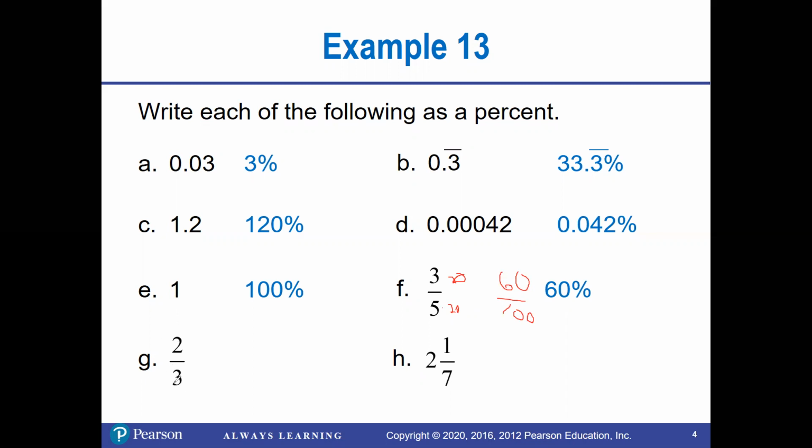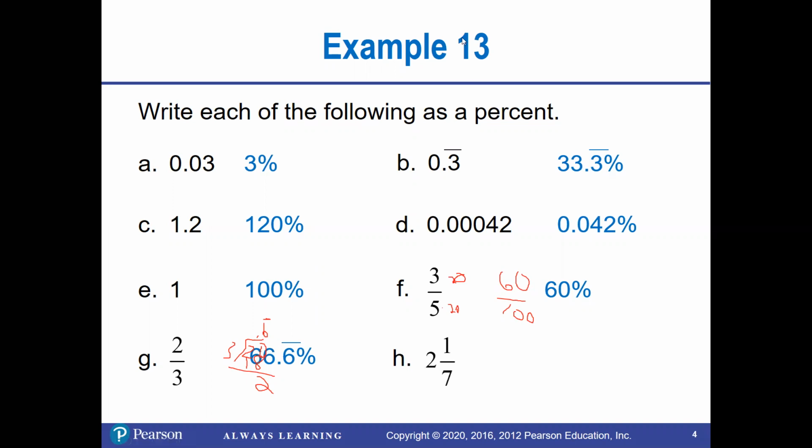Now, what if you can't multiply anything by 3 to get to 100? Well, at that point, you have to divide. 3 into 20, or 2, and that would be 6. Notice right there, we get that repeat number, that 2 again. So this is just going to be 6 repeating. And so if it's 6 repeating, we're going to get 66.6 repeating percent.